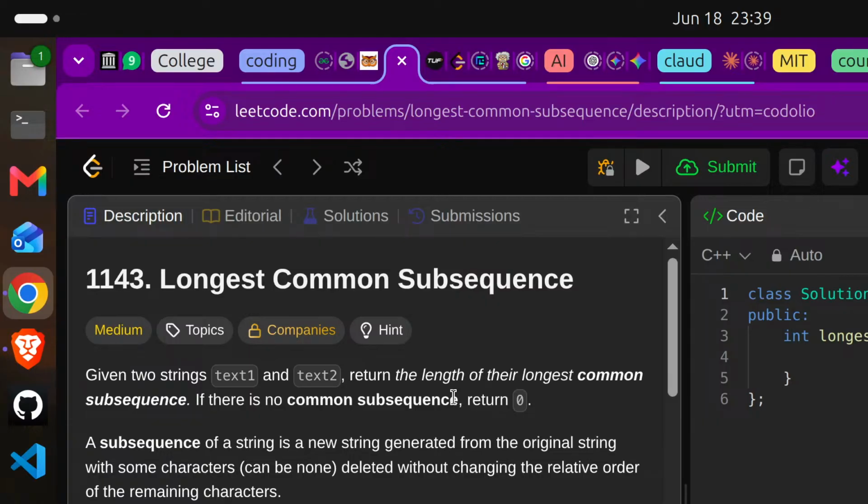For coding this, are we streaming or not? Yeah, I think yes.